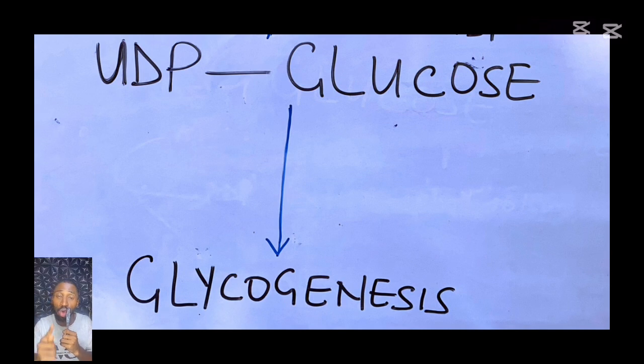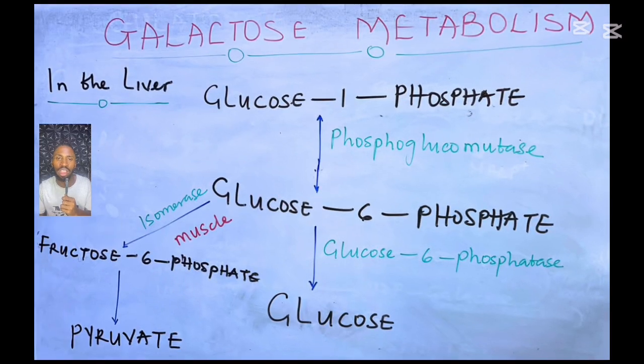So that UDP glucose formed from the epimerization of UDP galactose is needed for glycogenesis, which is formation of glycogen. While the glucose 1 phosphate is converted to glucose 6 phosphate by phosphoglucomutase, which means the phosphate position is changed from glucose 1 to glucose 6 by phosphoglucomutase. Don't forget.